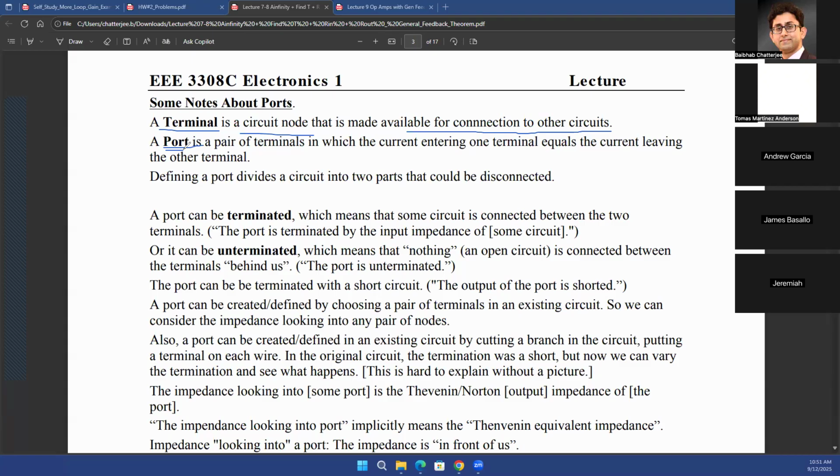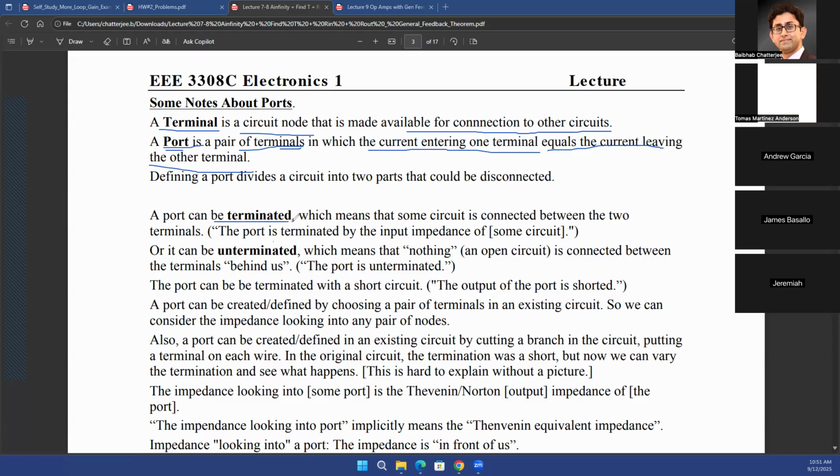Here, we are just defining what is a port, and the port is a pair of terminals. These are 2 terminals in which the current entering one terminal will be equal to the current leaving the other terminal. So you define the port in a way so that it's basically a pair of terminals in your circuit. The current entering one of those terminals is the same as the current leaving the other terminal. Okay, so that's how a port is defined.